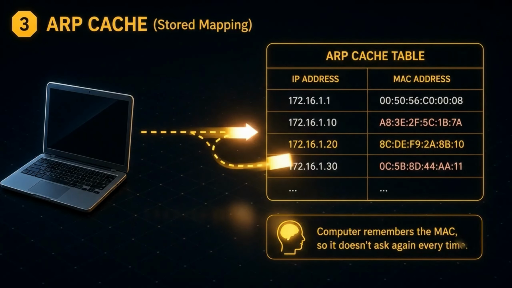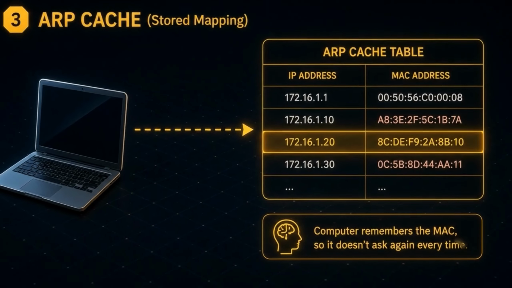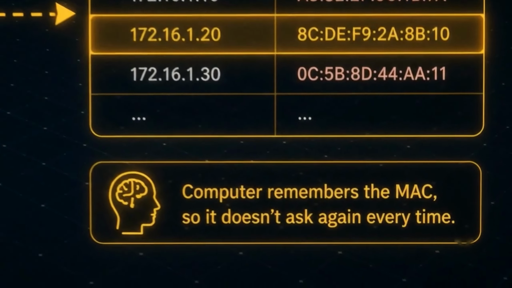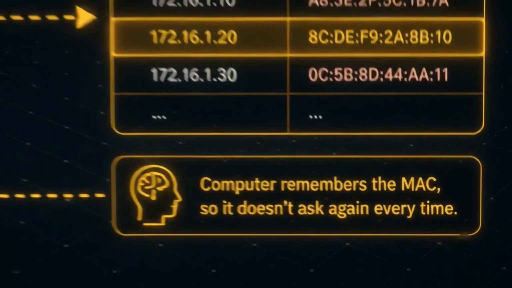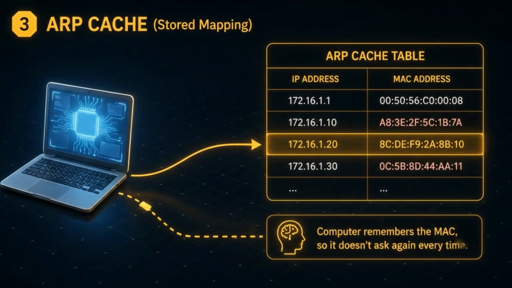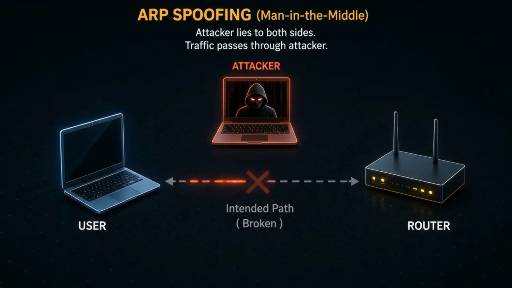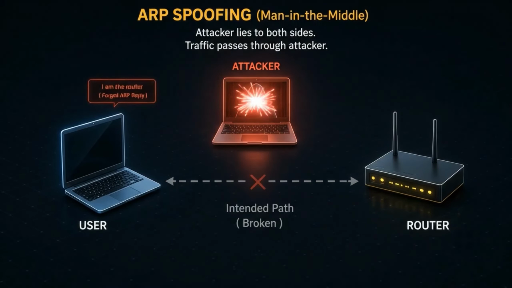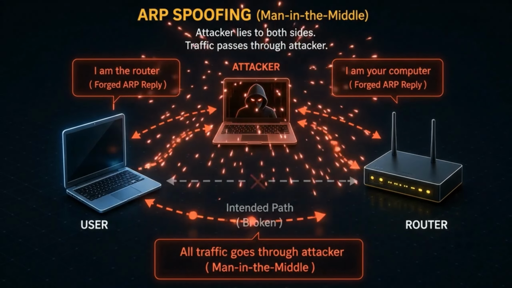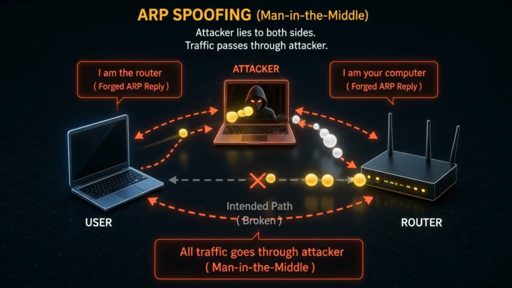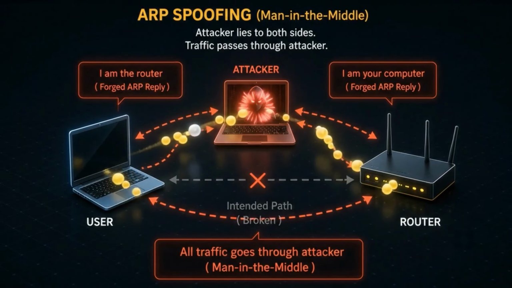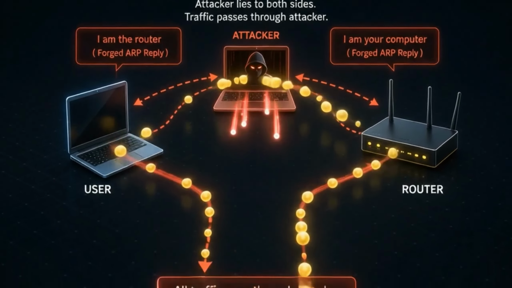ARP was designed decades ago, when nobody expected attackers inside the network, so ARP trusts every reply it receives. It never checks whether the reply is genuine. That's the weakness. Now, imagine an attacker joins the same Wi-Fi network. Instead of staying quiet, the attacker lies. It tells your computer, I am the router.